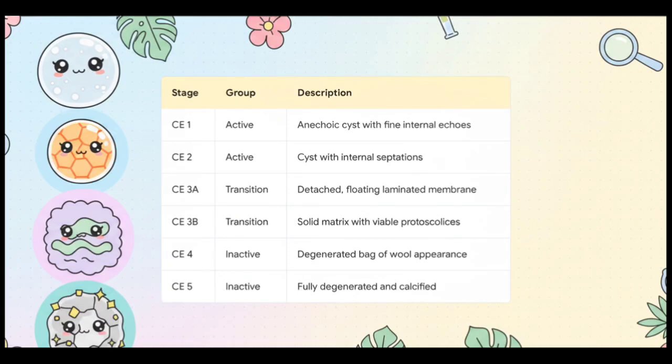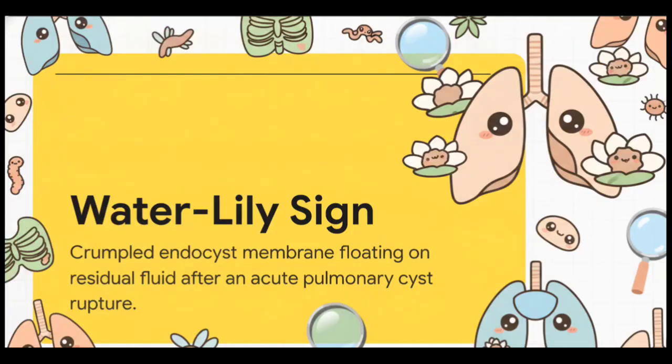Then we move into transitional stages like CE3, where the cyst actually starts degenerating because the host's immune system is fighting back. Finally, we hit the inactive stages, CE4 and CE5. A CE4 cyst looks like a complex bag of wool, and by CE5, the whole thing is completely degenerated and calcified. Now, while ultrasound is amazing for looking at the liver, we actually rely on chest radiography for pulmonary cysts.